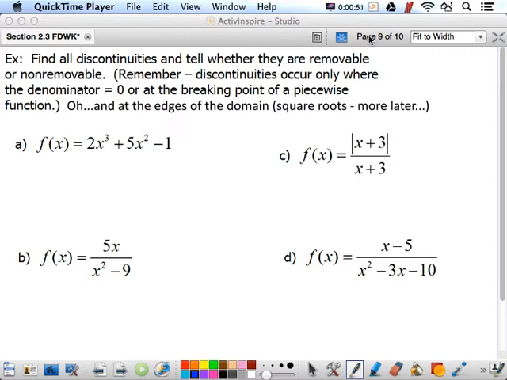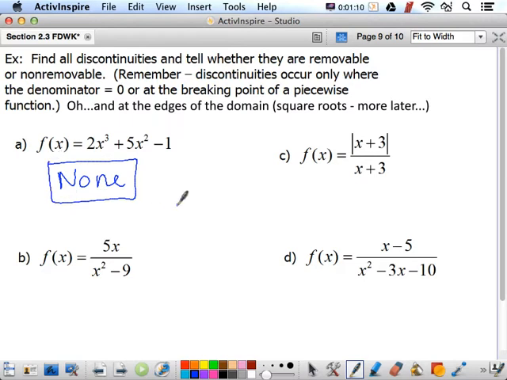There's nowhere that the denominator equals 0. There's no possibility for an oscillation. There's no possibility for a jump discontinuity. They are just smooth curves, and they cover from negative infinity to infinity. So a polynomial will always have no discontinuities. So that one's pretty easy.